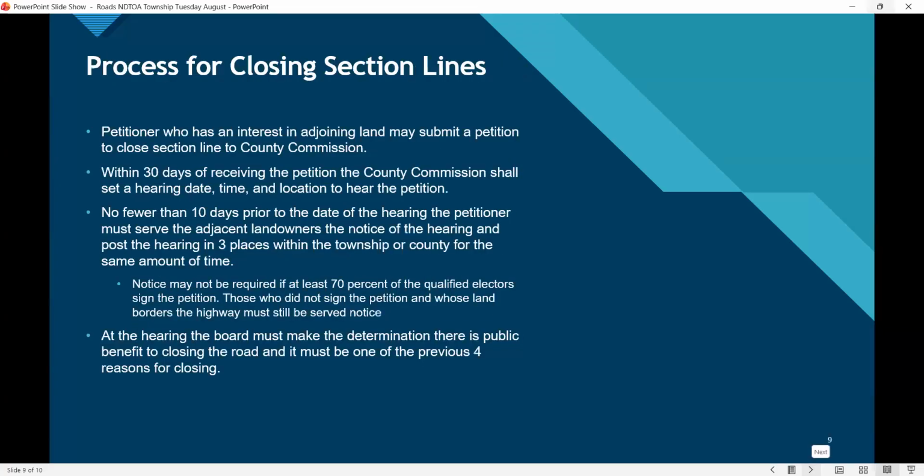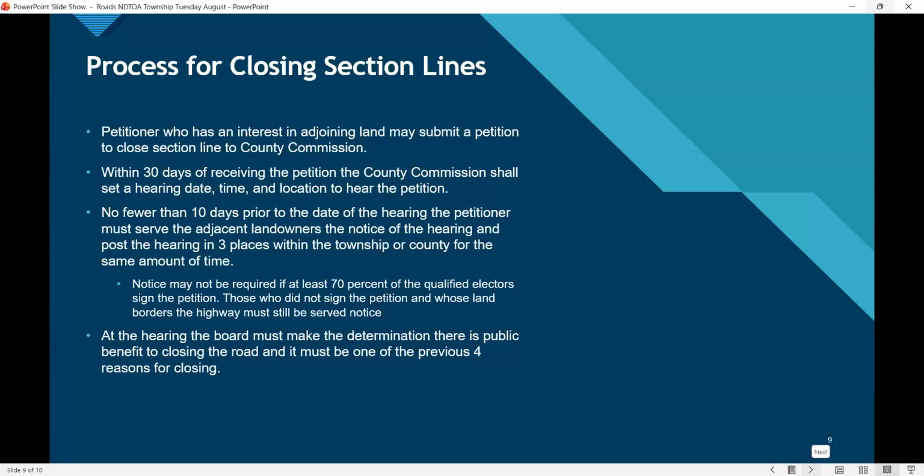We'll quickly go through the process for closing section lines. Again, the petitioner who has an interest in adjoining land may submit a petition to close a section line to the county commission. Within 30 days of receiving the petition, the county commission shall set a hearing date, time, and location to hear the petition. This process actually puts some of the duty of the notice on the petitioner. The petitioner has to serve the notice on the adjacent landowners at least 10 days prior to the hearing, and he or she must also post the hearing notice in 3 places within the township or county for that same amount of time.